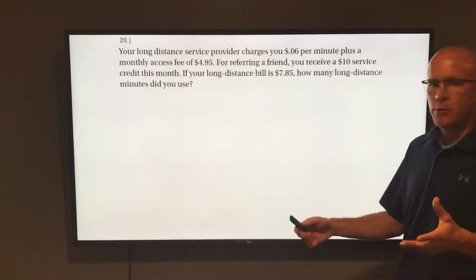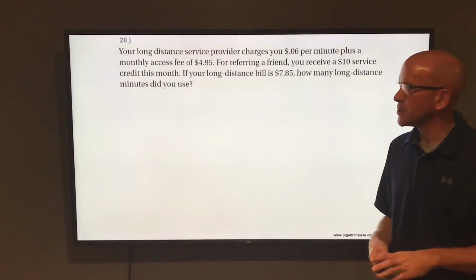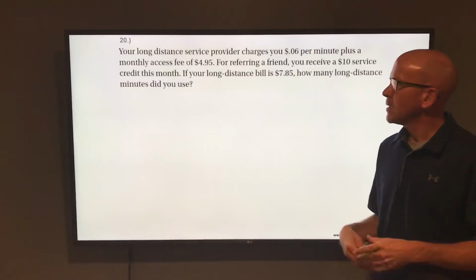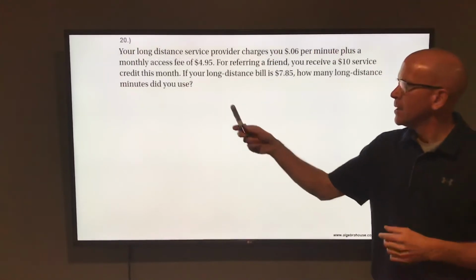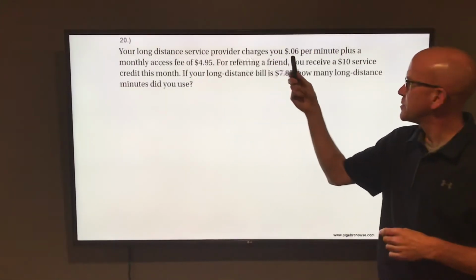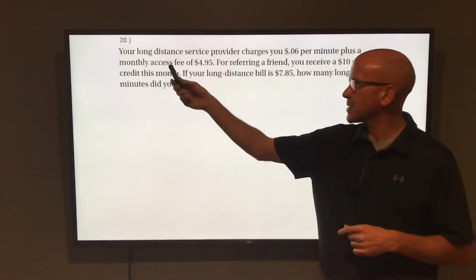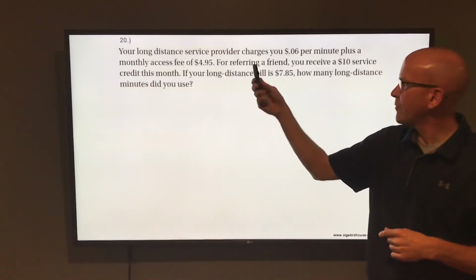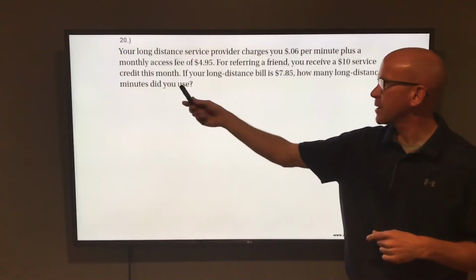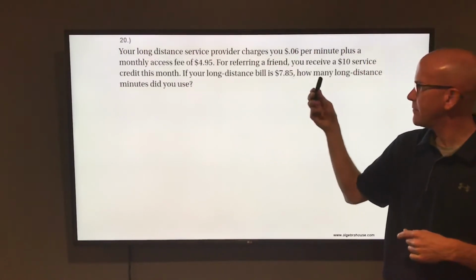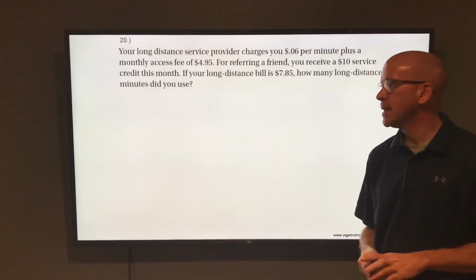I'm going to set up an equation to solve this question relating to phone bills. Everybody's familiar with phone bills. Your long-distance service provider charges you 6 cents per minute plus a monthly access fee of $4.95. For referring a friend, you receive a $10 service credit this month. If your long-distance bill is $7.85, how many long-distance minutes did you use?